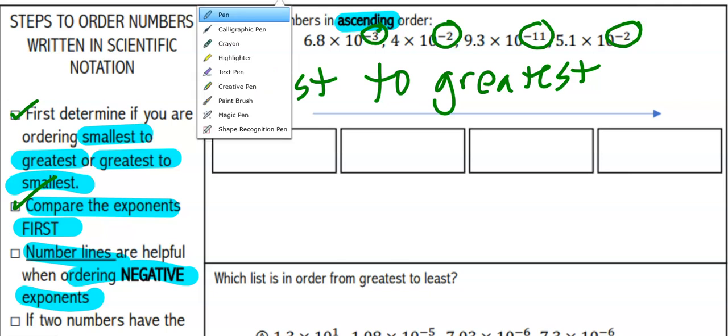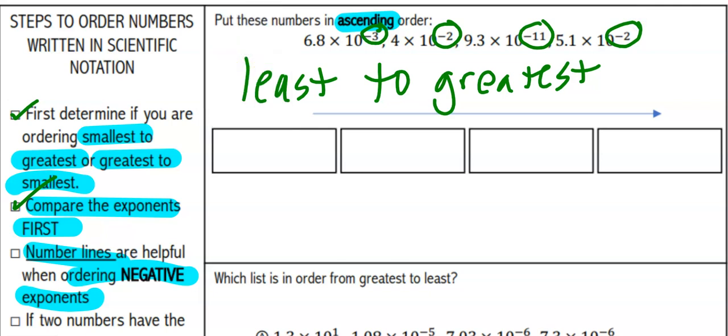So my smallest number is going to be the one that's the most negative. So it's right here. This one is actually going to be my smallest because it has an exponent of negative 11. None of the others are as small as that number. So that's going to be my first one. It's going to be 9.3 times 10 to the negative 11th power. Okay, so I've used that one.